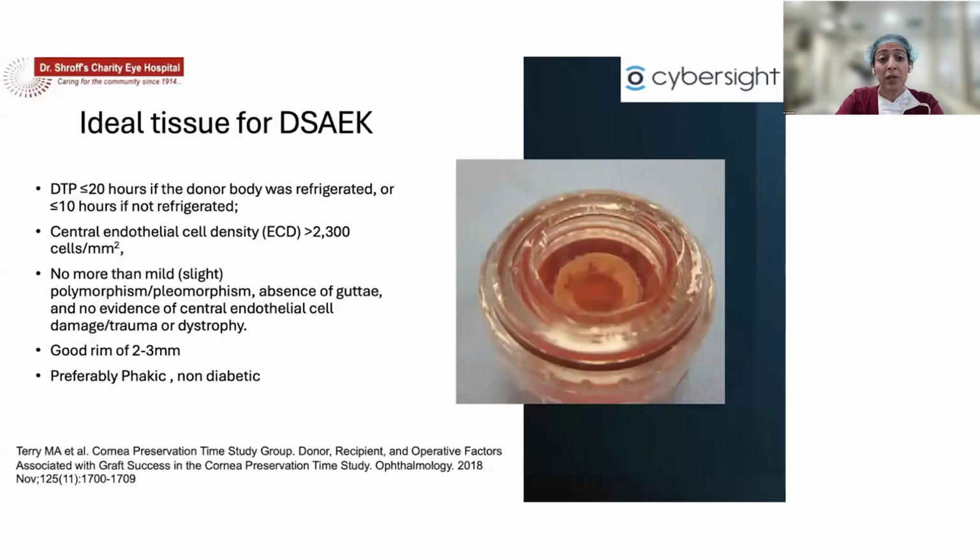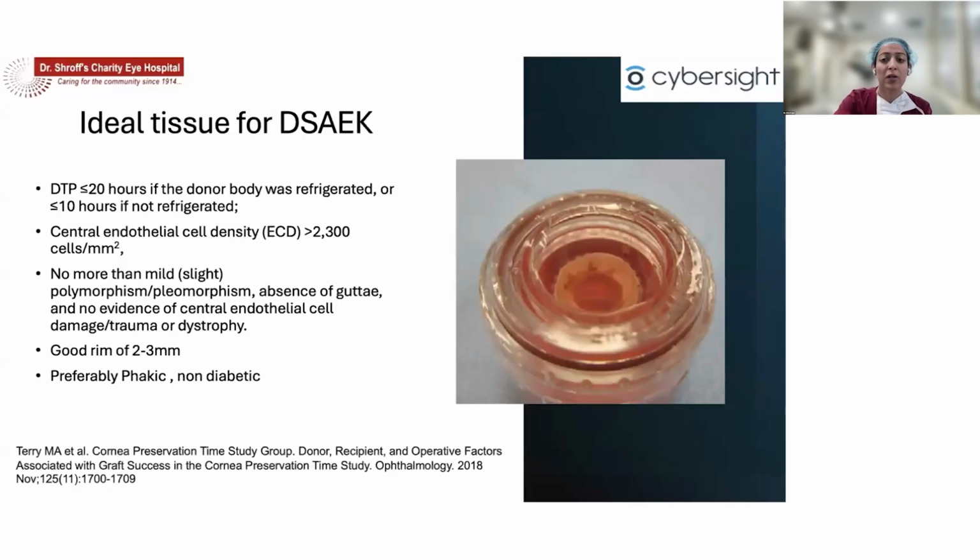Now, what is the ideal tissue that we would like to use for a DSAEK? A death to preservation time under 20 hours if the donor body is refrigerated, or less than 10 hours if it is not refrigerated. The central endothelial cell density of more than 2,300 cells per millimeter square. No more than mild polymorphism and pleomorphism, absence of guttae, and no evidence of central EC damage, trauma, or dystrophy.